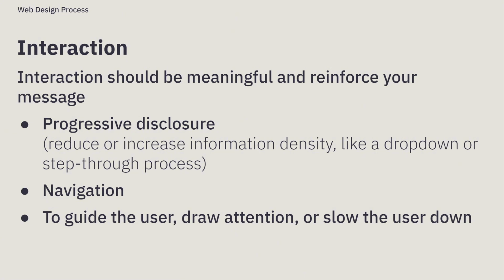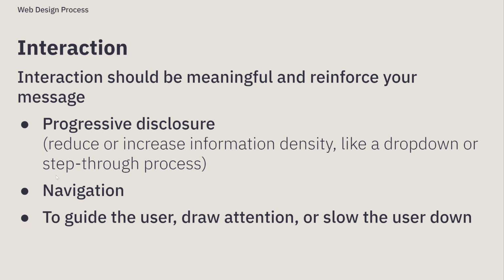Interaction should always be meaningful. Don't just add in interactivity because you can. Interaction is a type of communication, and it's easy to distract users or to build in complexity to a project when we don't need to. So, for example, a meaningful interaction could be progressive disclosure, where we have something like a drop-down that reduces information density on the page to help the user focus on what they need to, but reveals information as it makes sense. Something like a drop-down menu would make sense there.